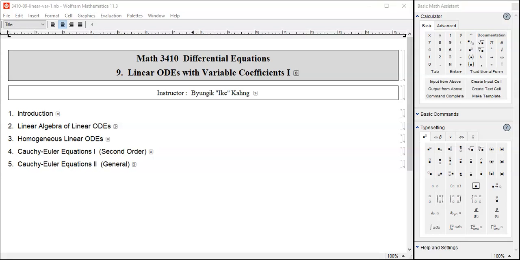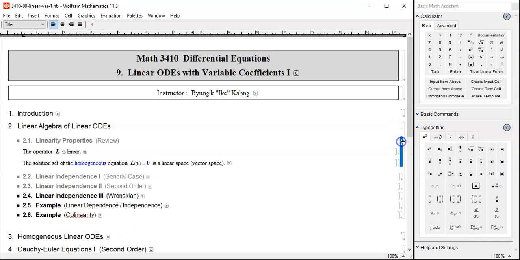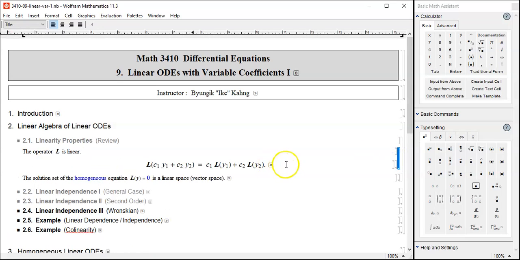Hello students, welcome back. Let's go to section 2, some linear algebra of linear ODEs. We have variable coefficients, but most of the things that we went through will just stay true. And here's one. The operator L is linear, which means you have to prove that it preserves the linear combination.